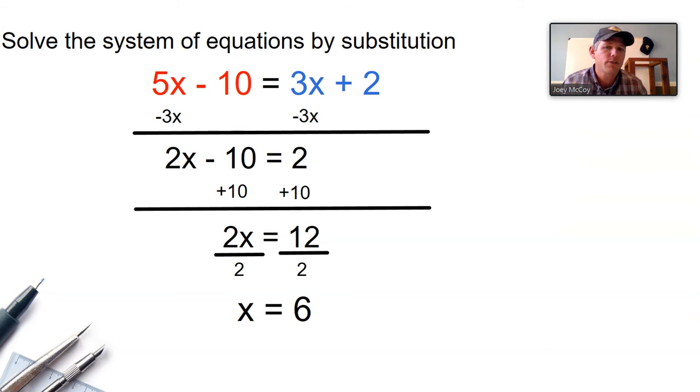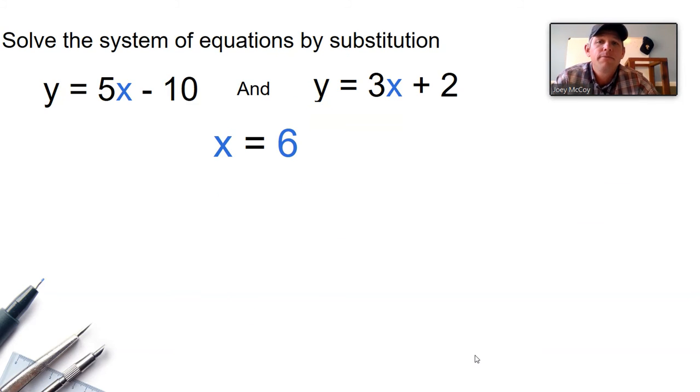Okay? This is the act of solving an equation. Okay? We use opposite operations to go ahead and arrive at our answer. So x equals 6. We're done, right, Mr. McCoy? No, I'm sorry, not yet. So let's go ahead and finish this out. Now, I'm going to go back to the two equations. Don't write this down yet.